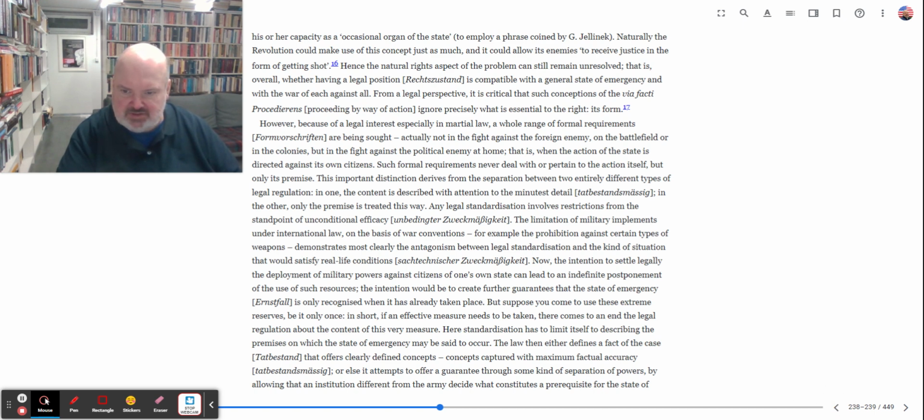Naturally, the revolution could make use of this concept just as much, and it could allow its enemies to receive justice in the form of getting shot.